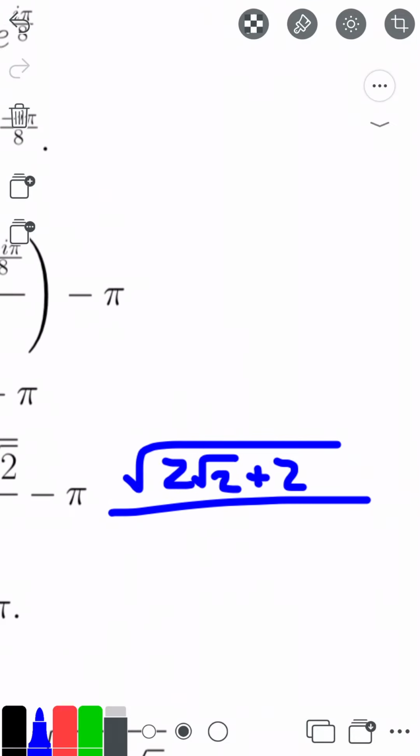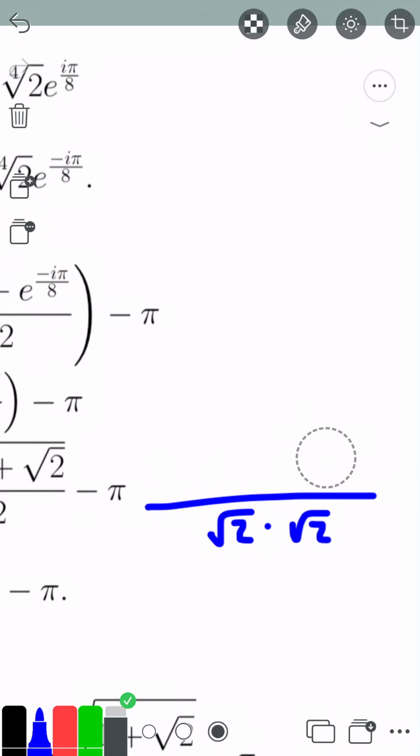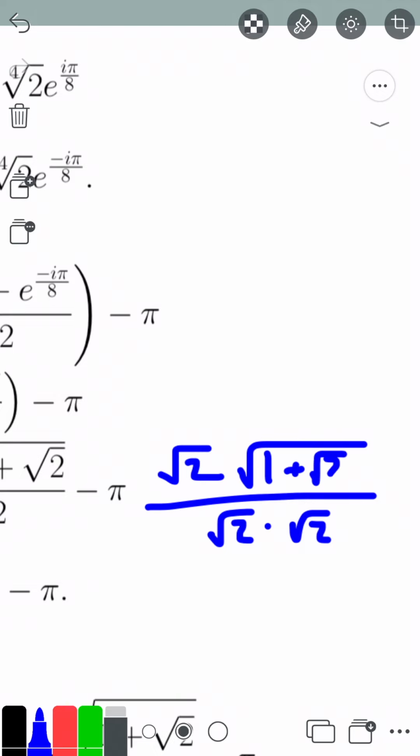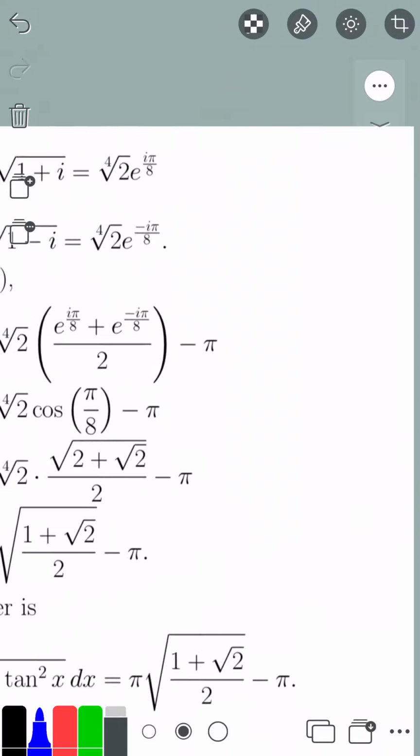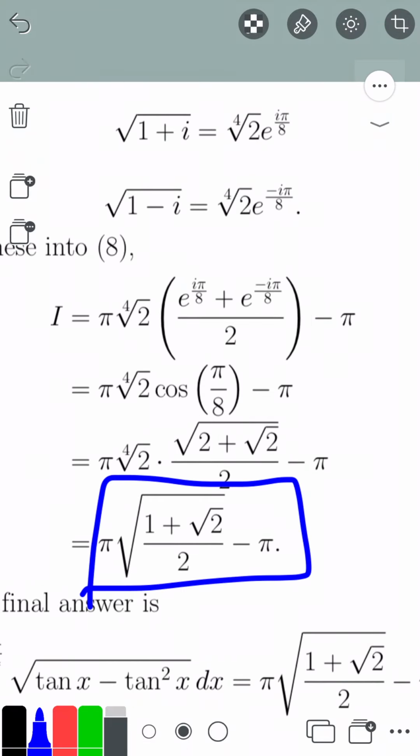well, the 2 in the denominator is simply square root of 2 times square root of 2. And in the numerator, 2 square root of 2 plus 2 is 2 times 1 plus square root of 2. So that is square root of 2 times square root of 1 plus square root of 2. And then cancel out the square root of 2 from both the denominator and the numerator. So after simplifying it, this is what we get right here.